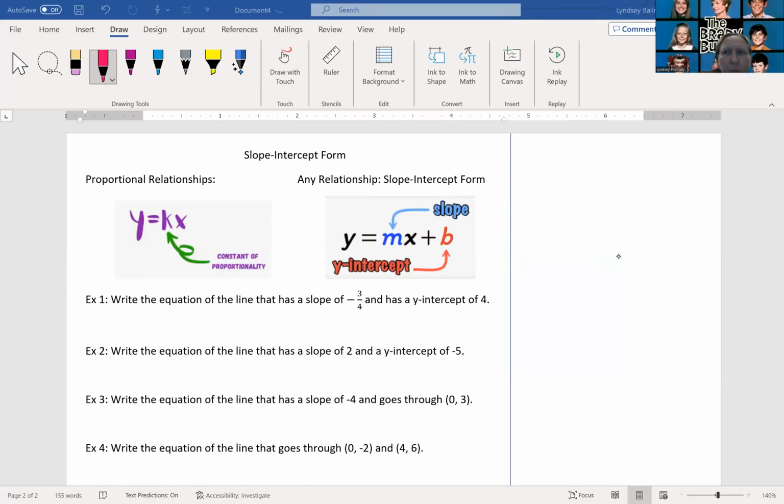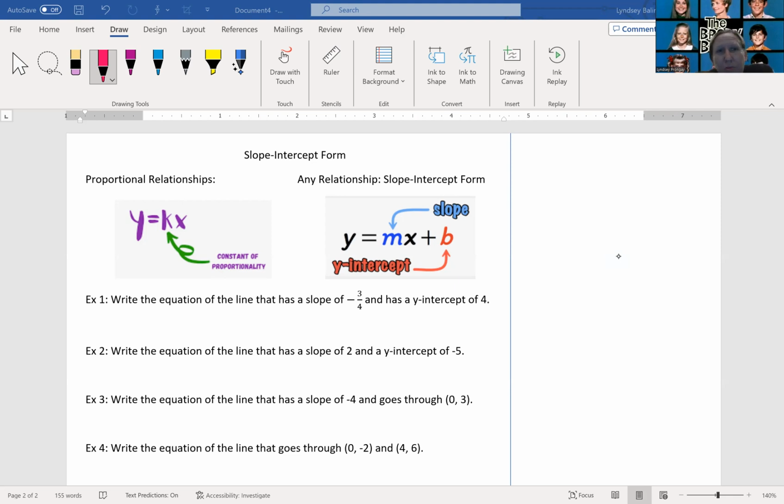So we've talked about slope, we've talked about intercept. Now we are putting things together and talking about what's called slope-intercept form. There are actually three different forms of linear equations. We're going to mainly focus on our slope-intercept form.